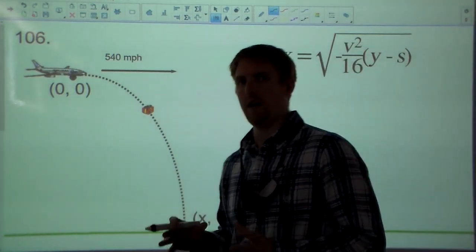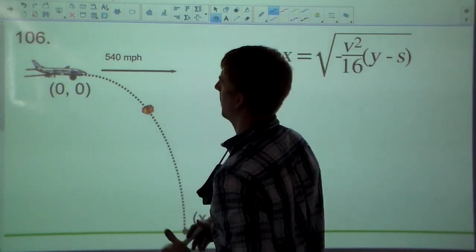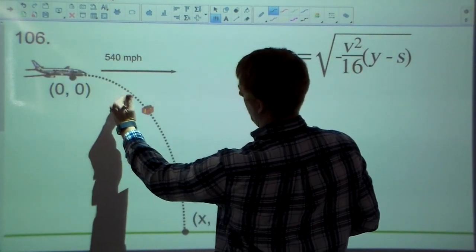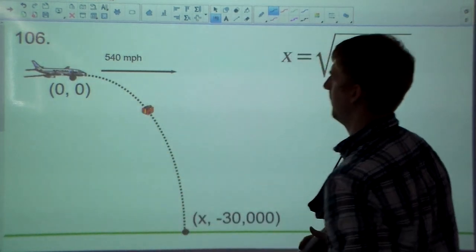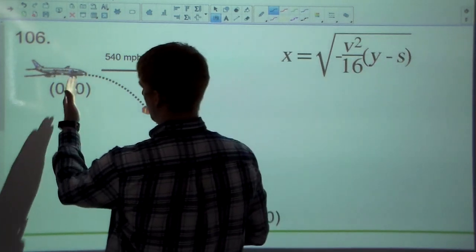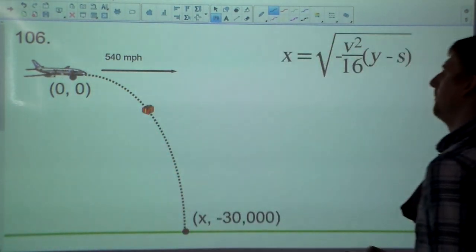All right, so 106, we've got an airplane flying. It's going to drop a box while it's flying at 540 miles per hour. So that box is going to fall, but it's going to be moving forward at the same time. It's going to etch out a parabola as it falls. The question is, how far away from where the box was released horizontally does it fall?